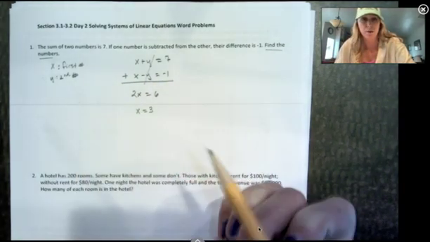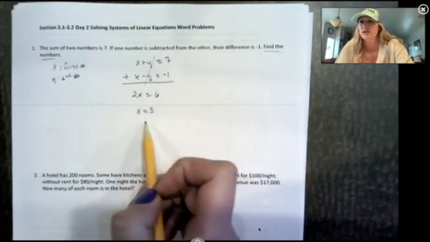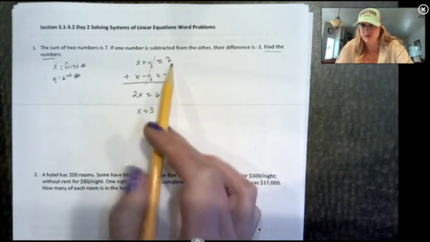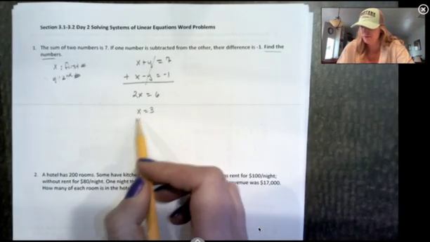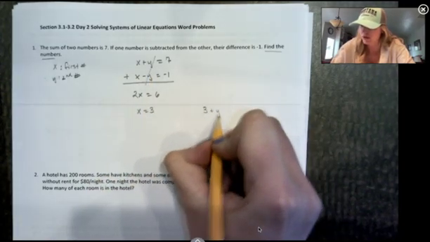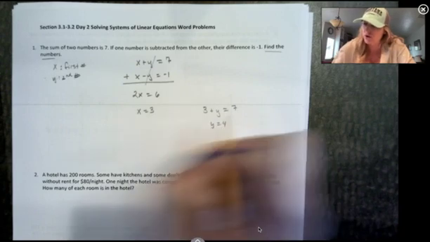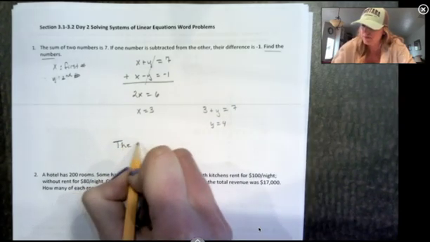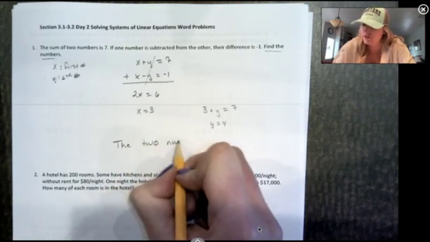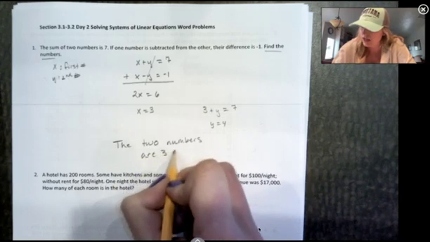So my first number is 3. Now I need to find the second number. Just like before, once I get one of the variable solutions, I have to plug it back into one of the original equations to get the other. I'm just going to use the top equation. So x is 3, so 3 plus y has to be 7. So y has to be 4. So the two numbers that solve this system are 3 and 4.